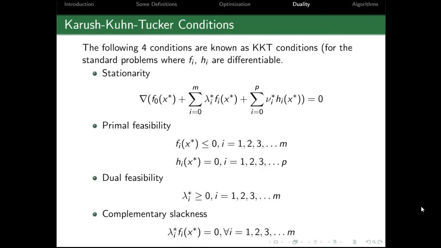So first, stationarity. Since we've already seen that at the optimal point, L has a saddle point, the gradient at that point should be 0. So that is trivial to see. Then primal feasibility and dual feasibility should hold. That is also obvious. And then complementary slackness, as you've seen previously, will also be valid at this point.